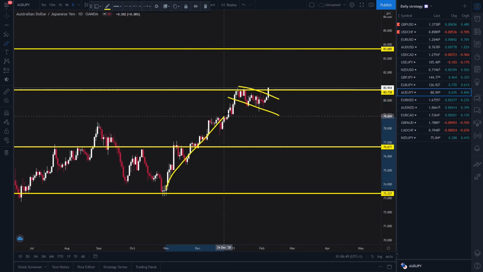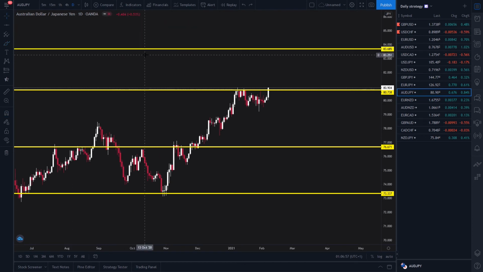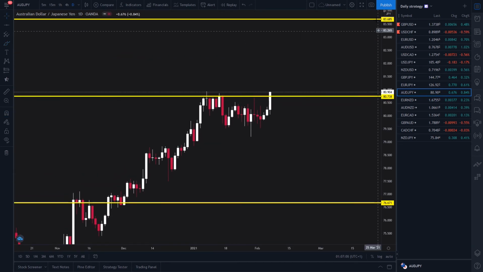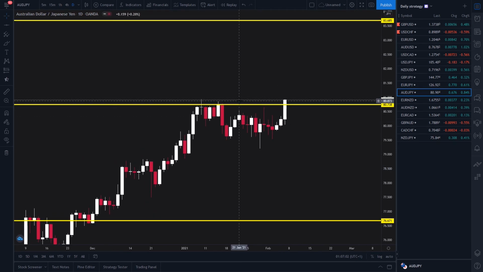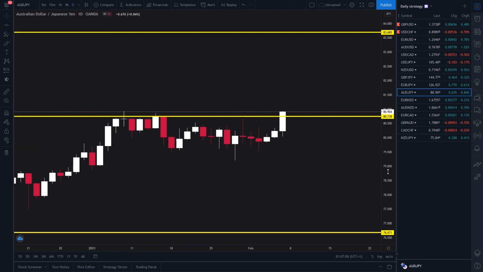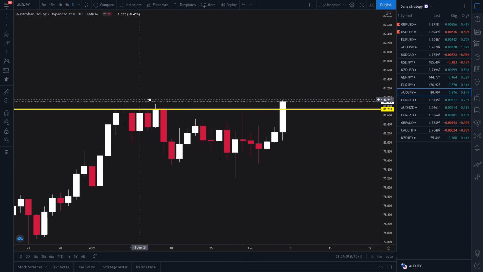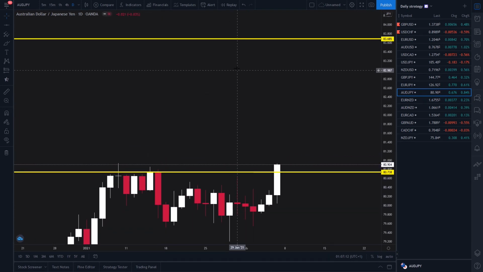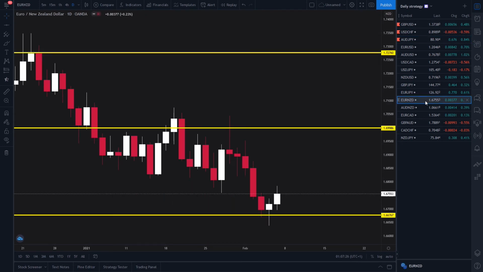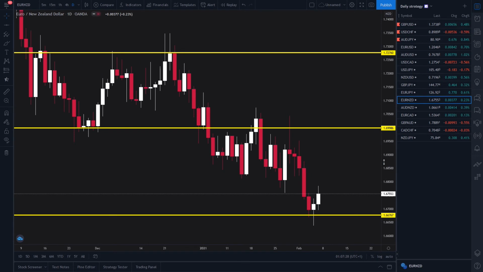So we have made a push, we have made a flag, and we may continue, but I would only enter this again after the indecision candle is formed, because we already made a higher high today, and the market can possibly bring us for higher areas. So let's mark it up, and let's go for Euro New Zealand dollar.